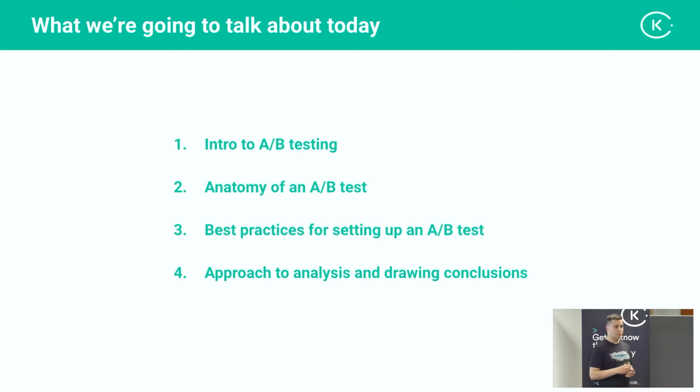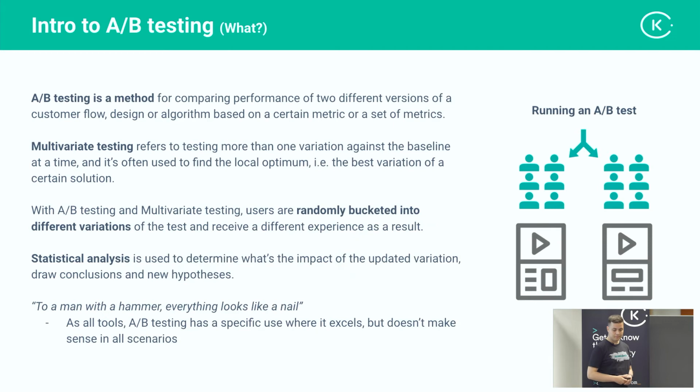Firstly, I'm gonna do a general quick intro to A/B testing as a method. Then I'm gonna go over the anatomy of an example A/B test, just to set the stage for later. And then I'm gonna go over some of the best practices in setting up A/B tests, which I've learned over time, both in previous companies and at kiwi.com. And then at the end, touch upon what the analysis looks like and what we are looking at when we're drawing conclusions from whatever we see from the A/B tests actually performing.